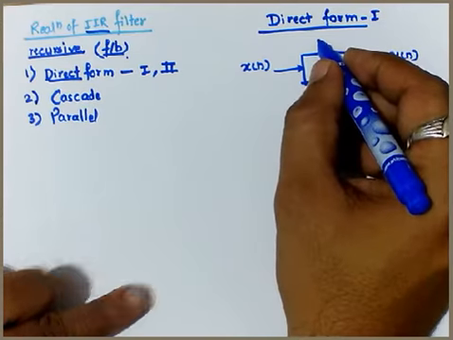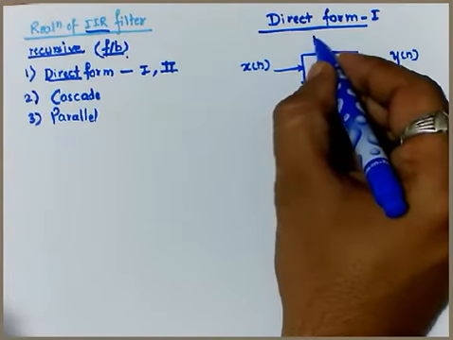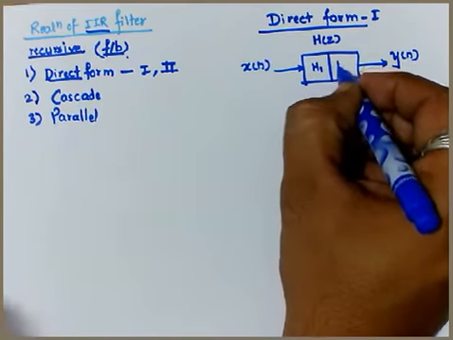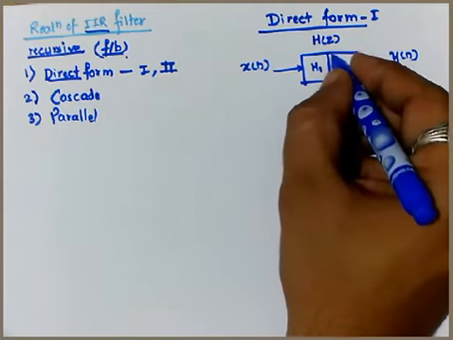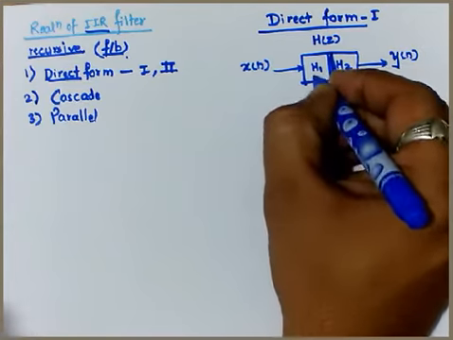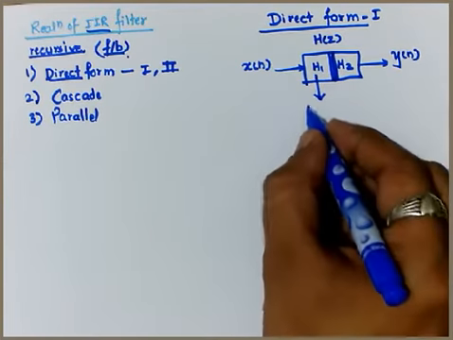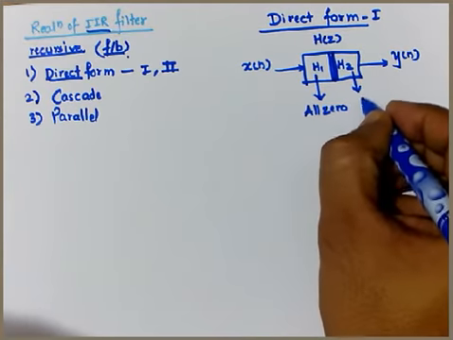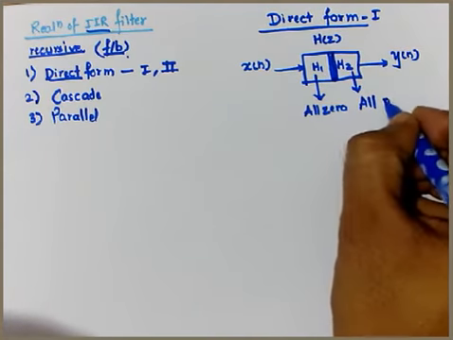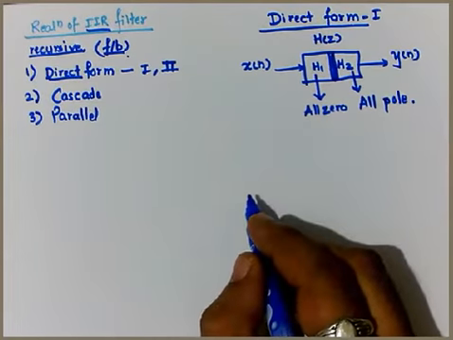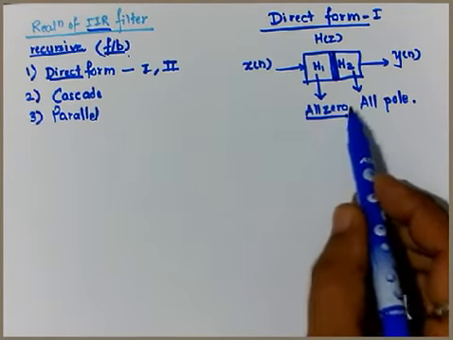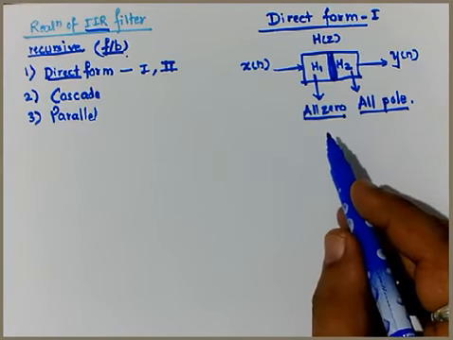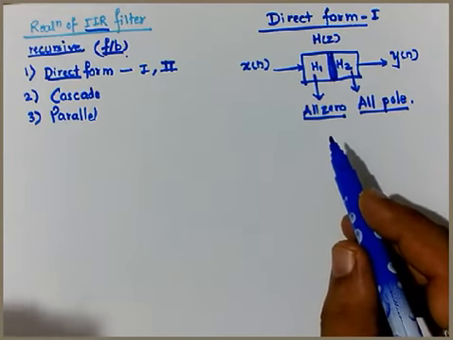So if we say this is the overall response of the system, that is h of z, and we partition it into h1 and h2, these are the two parts. Out of which h1 consists of, let's say, the all zero system. I will just write down here all zero, and h2 will consist of the all pole system. When we formulate this kind of arrangement where the all zero appears first to that of the all pole system, this type of arrangement is called a direct form 1 structure or the direct form 1 realization for the IIR filter.